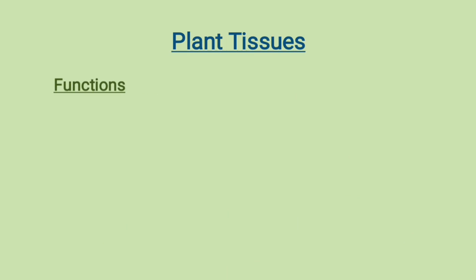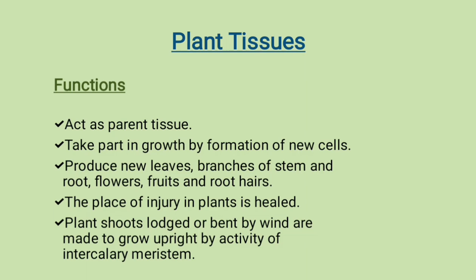Meristematic tissues play so many functions. They act as a parent tissue from which other tissues develop. These tissues take part in growth by formation of new cells. With the help of meristems, plants continue to produce new leaves, branches of stems, roots, flowers, fruits and root hairs.